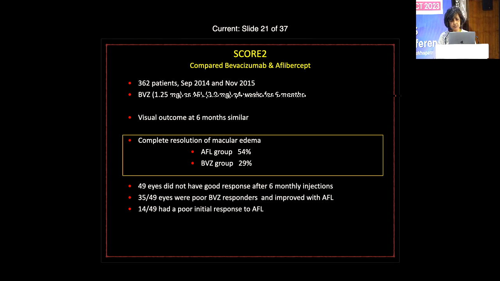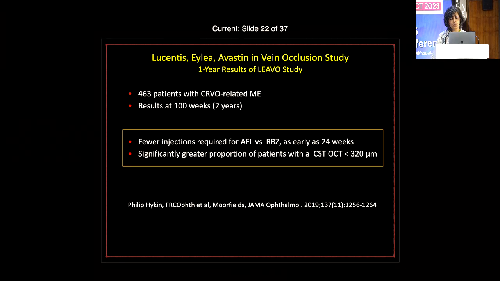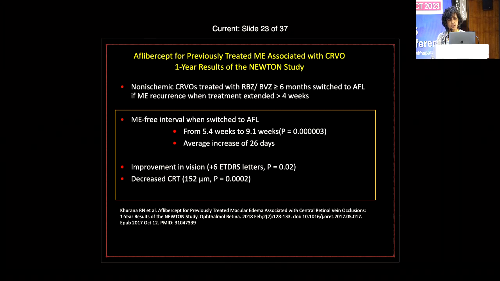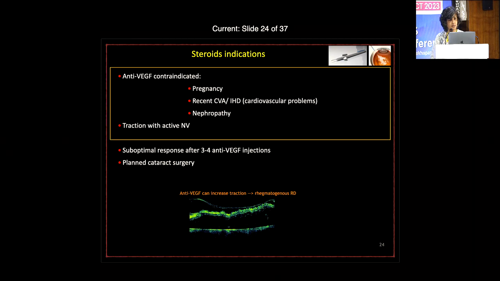And which anti-VEGF injection? These are various studies which have been done. SCORE 2 showing aflibercept showing much more beneficial effect than bevacizumab. LEVO study showing that much fewer injections required with aflibercept than with ranibizumab, with greater anatomic improvement. Another study, the Newton, showing that in cases that recur very frequently, aflibercept can increase the treatment interval from 5 weeks with ranibizumab to 9 weeks, and further improvement in vision and anatomic improvements are also seen. So reduced treatment burden with better results.